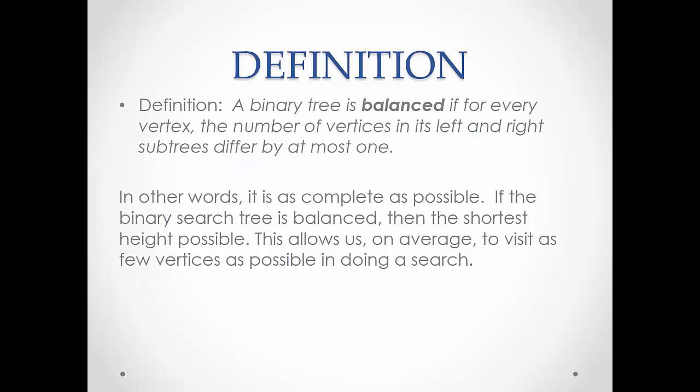So a binary tree is balanced if for every vertex, the number of vertices in its left and right subtrees differ by at most 1. In other words, for this property to hold, the tree needs to be as complete as possible. And if a binary search tree is balanced, then it has the shortest height possible. And the shortest height possible allows us to perform a search on the tree with as few, on average, visits as possible.